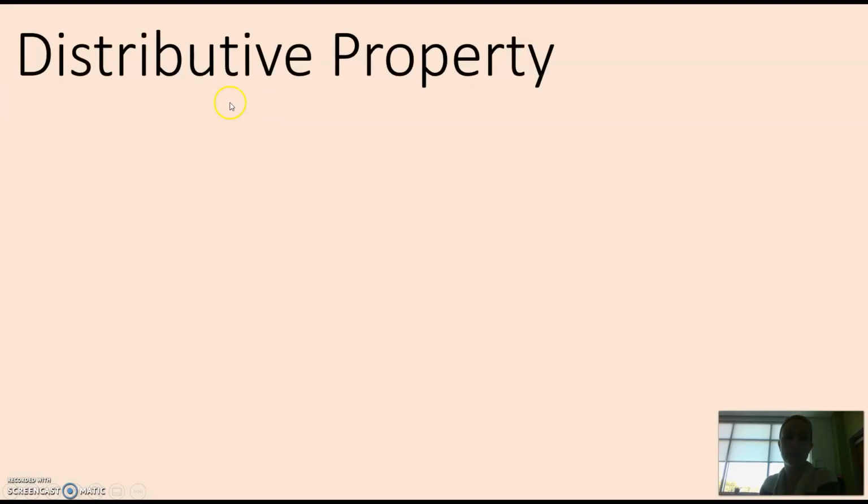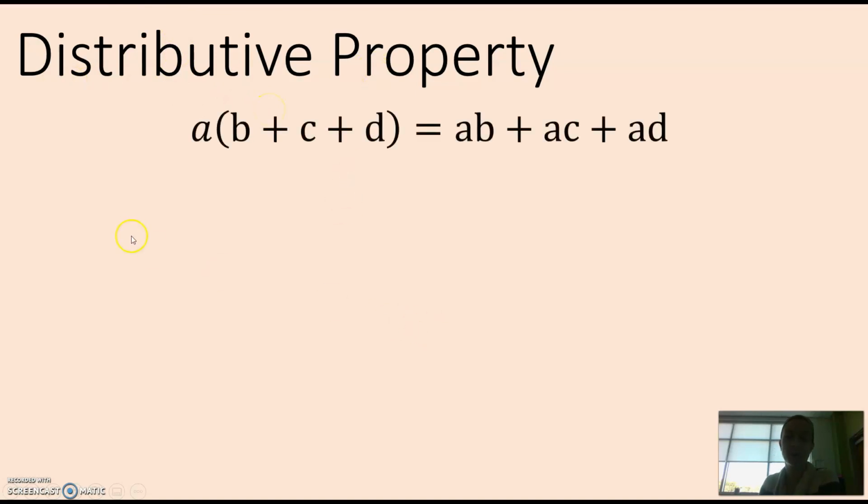Our next vocab word, distributive property. So distributive property would look like this. We have a number times a set of numbers being added together. We can distribute or give out the number being multiplied to each term inside the parentheses. So we have A times B, the first term, A times C, the second term, and A times D. It has to get distributed to all terms inside the parentheses.